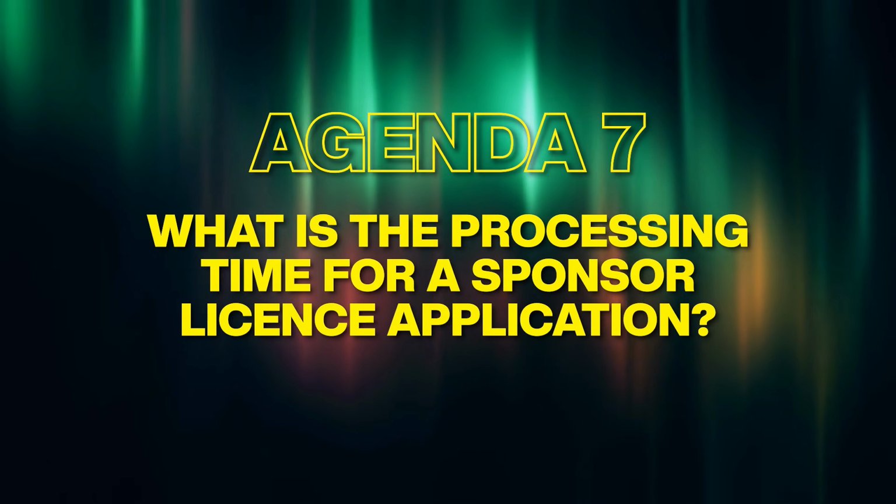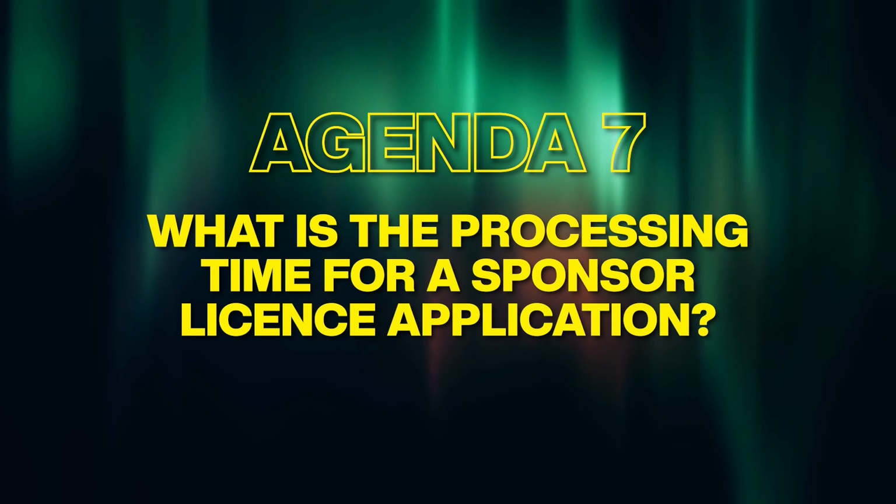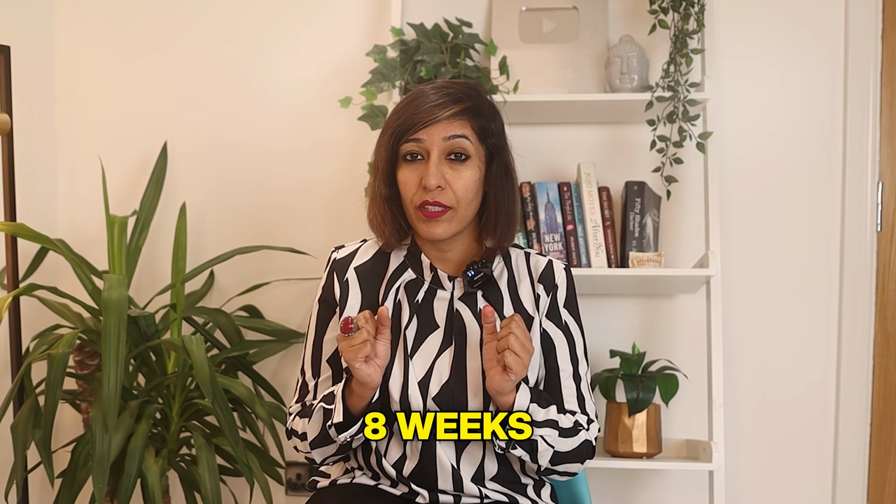Agenda number 7. What is the processing time for a sponsor license application? The standard processing time for an application is 8 weeks. A priority service request can be made to the Home Office, and if accepted, they will request a payment of £500 and aim to process your application within 10 working days.